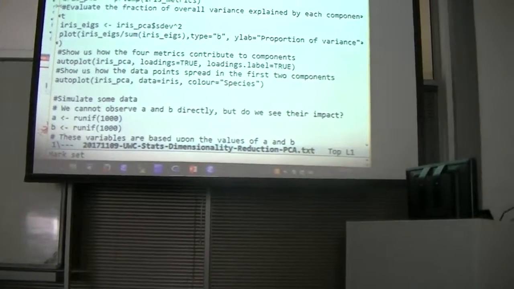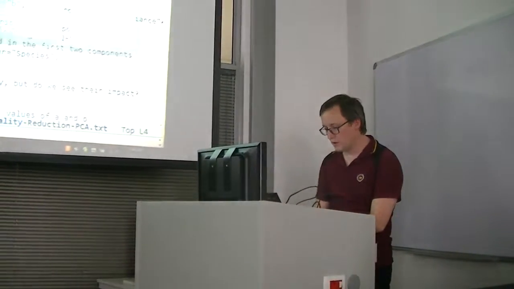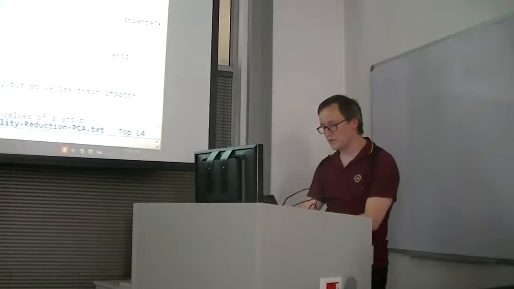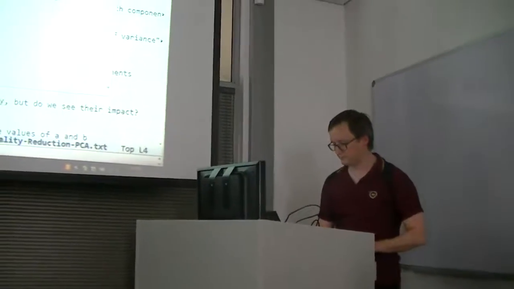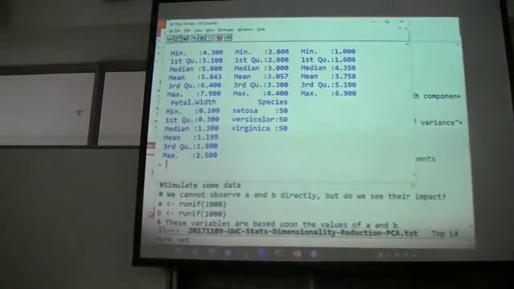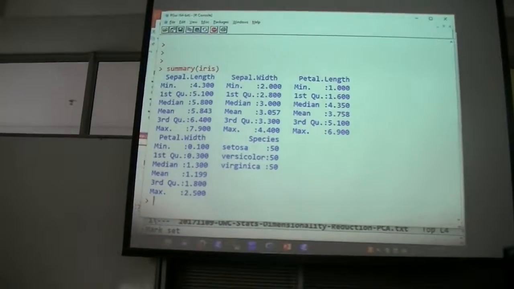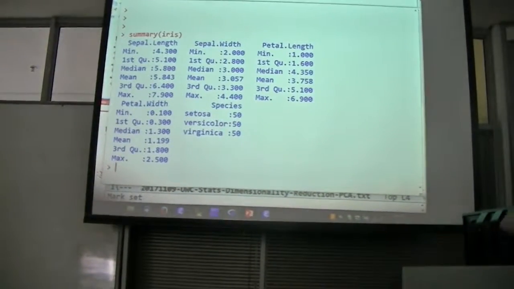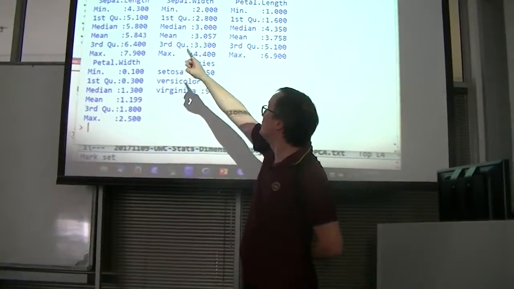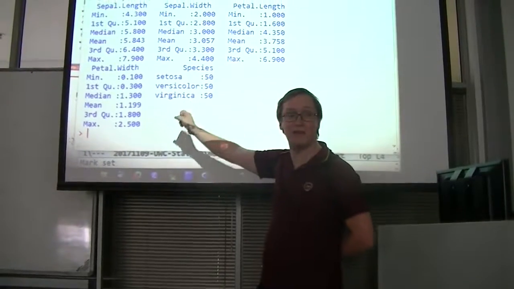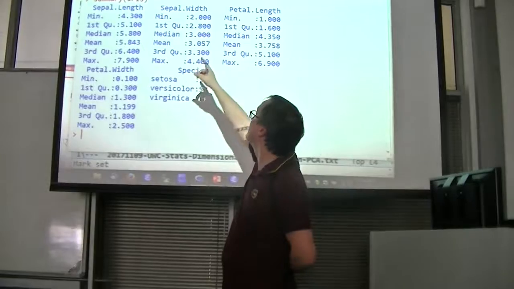Now we're going to start with our iris data set right here. So I'm going to come over to R for just a moment and do a quick summary of the iris data set. When we look at the iris data set, we see that we have 1, 2, 3, 4, 5 columns from it. We have sepal length, sepal width.